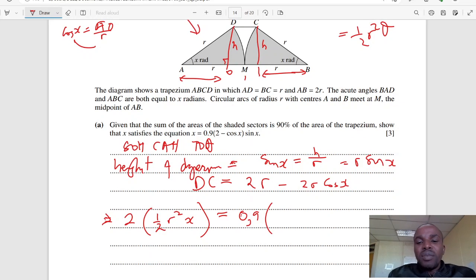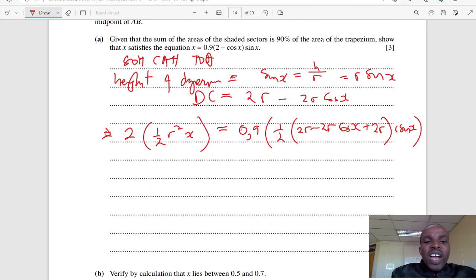Well, the area of the trapezium is half the sum of the 2 parallel sides, which means DC. DC is this one, that is 2R minus 2R cos x. Then plus 2R, that is my AB. Then times height, my height H, that is R sin x, like this. Done. Right, I just have to simplify and show that it reduces to the one that I have to reach.